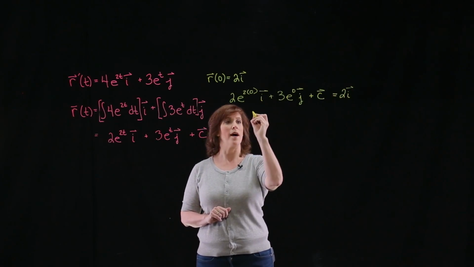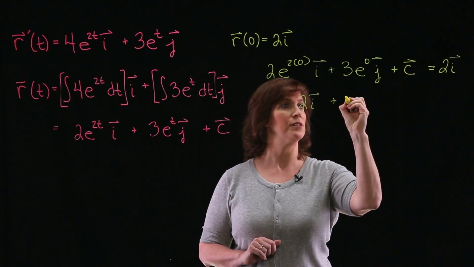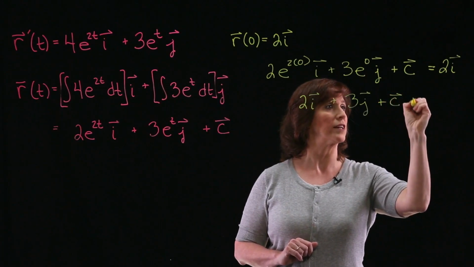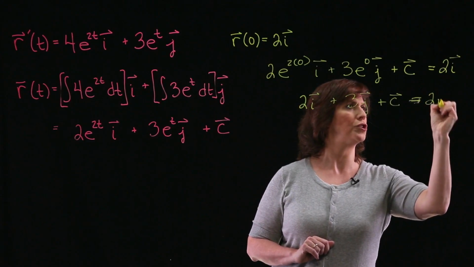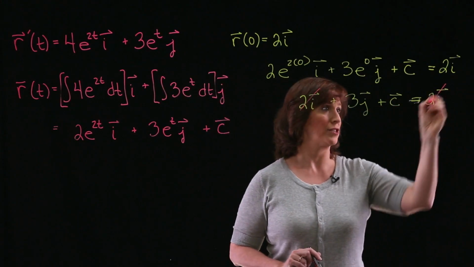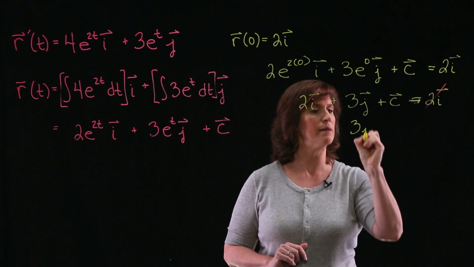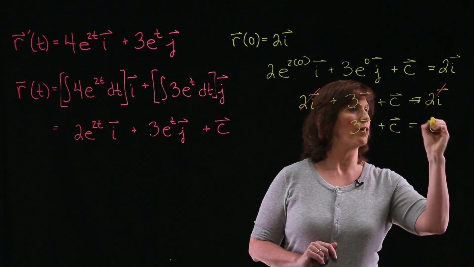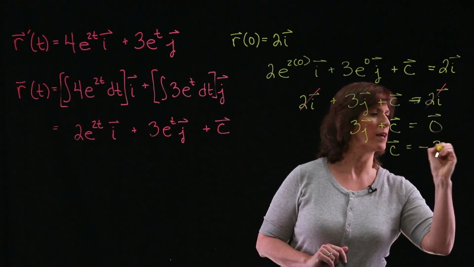Well, e to the 0 is 1, so I have 2i. And again, e to the 0 is 1, so that's 3j, plus my constant vector, and that's going to equal 2i. Notice that I can subtract 2i from both sides, and I end up with 3 times vector j plus my vector c being equal to 0, which means that vector c is going to equal minus 3j.